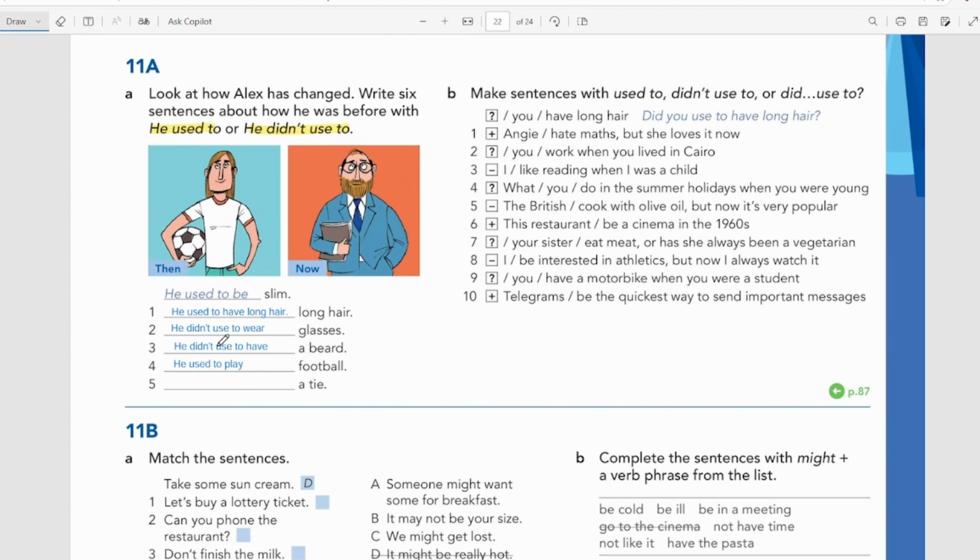In pronunciation, you don't need to say the D very clearly. "He use-d to play" is wrong, guys. So we just say he used to play. He used to play football.